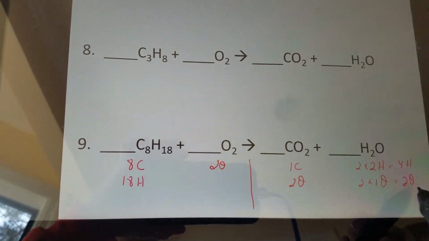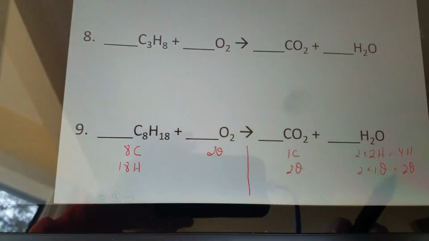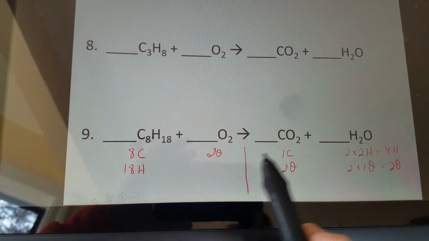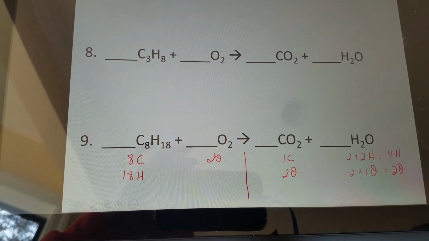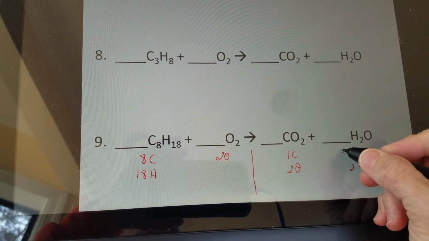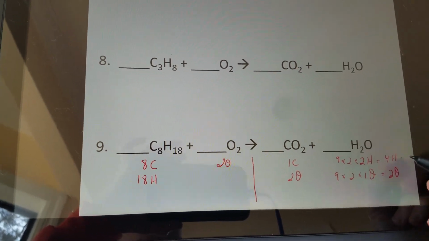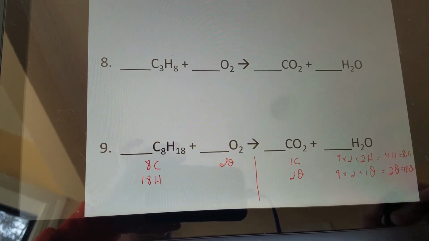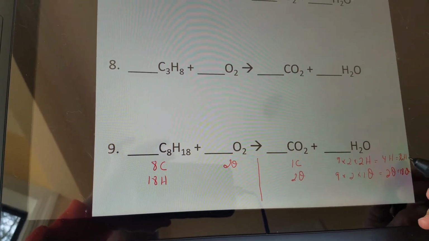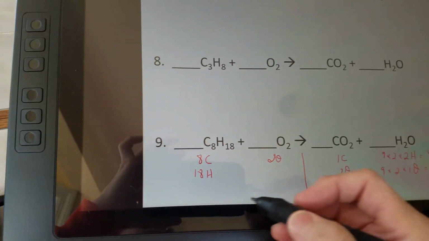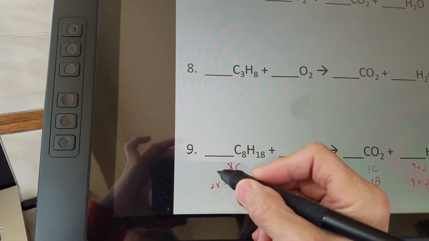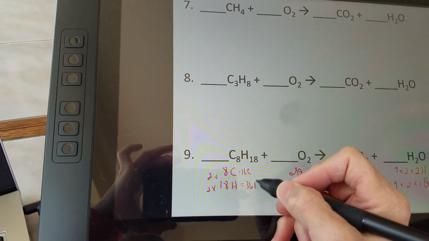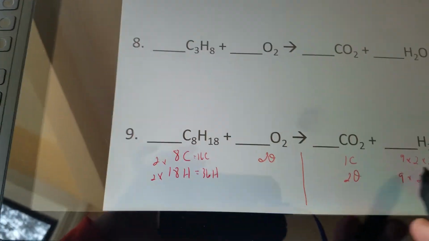Next, we balance our hydrogens, so we have 18 over here, we have 4 over here. I can't multiply 4 by anything to make it 18, so I look for the lowest common multiple, which would be 36. So I'll need to come over here and multiply this one by 9, which means I multiply the oxygen also by 9 on this side. That gives us 36 hydrogens, 18 oxygens. Over here, I need to multiply by 2, so that's going to give us 16 carbons and 36 hydrogens. So now our hydrogens are balanced.